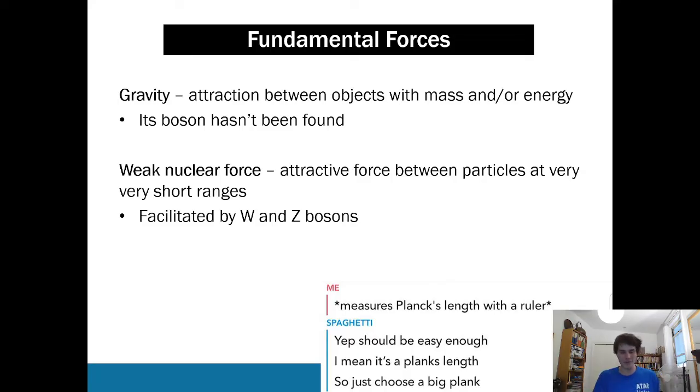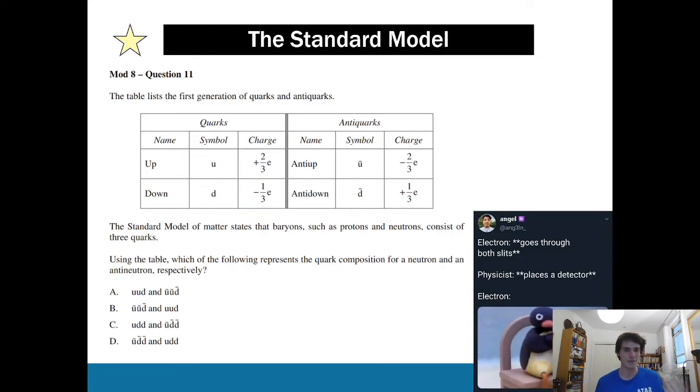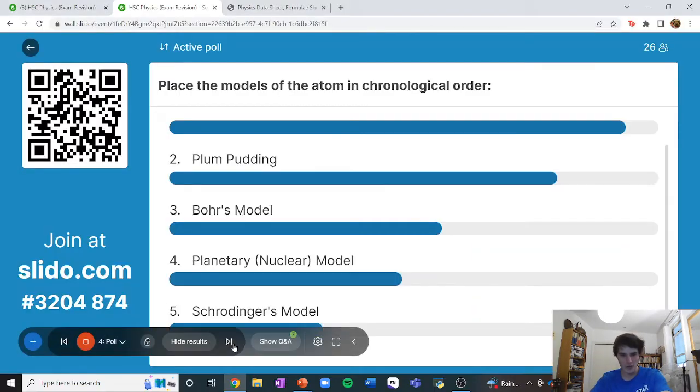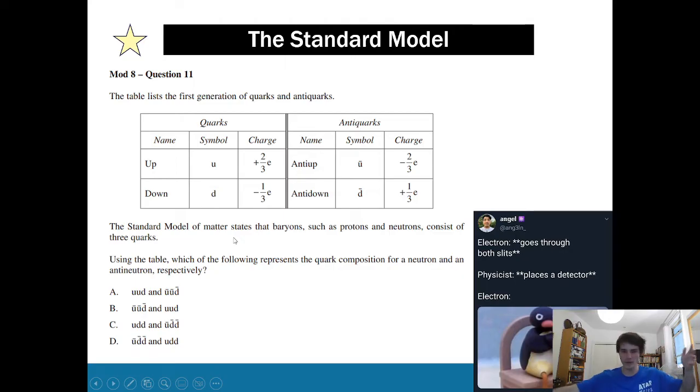And these four fundamental forces work together to make up all of the other forces that we see in the universe. And finally, we have the standard model, which is composed of all of the particles that make up our universe. We've got the quarks and the leptons. The quarks are up, down, charm, strange, top and bottom, and then the leptons, you've got the electron, muon, tau, and all of their corresponding neutrinos.